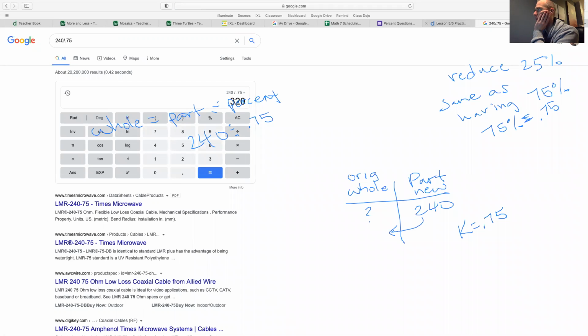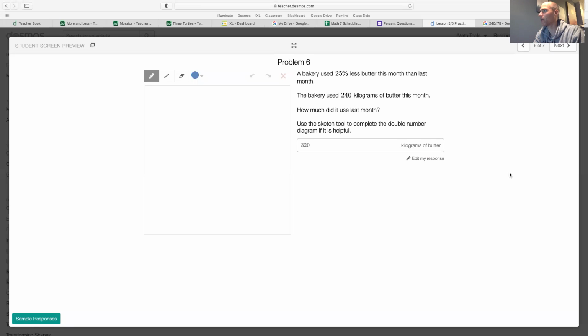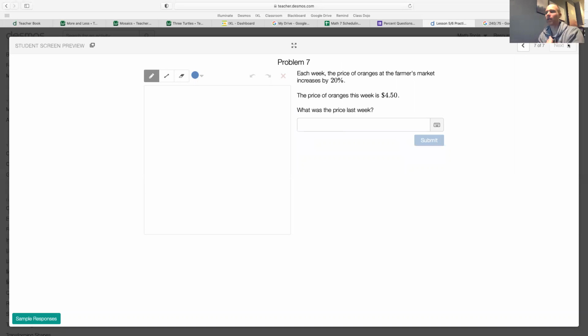So I think the bakery used 320 kilograms of butter last month. We don't need to put kilograms of butter or anything like that. It's already in the thing. So, all right, I think we just got one more. Each week, the price of oranges at the farmer's market increases by 20%. The price of oranges this week is $4.50. What was the price last week?